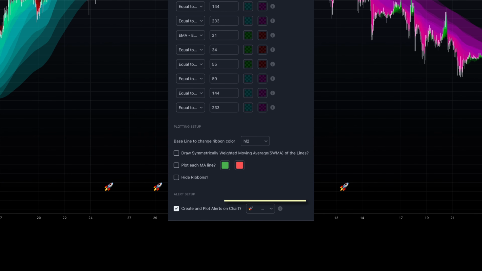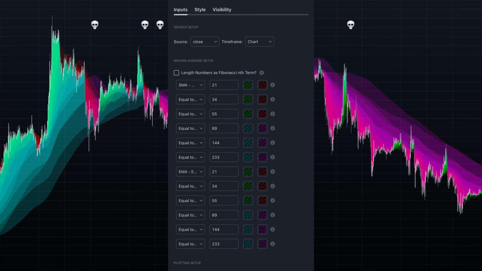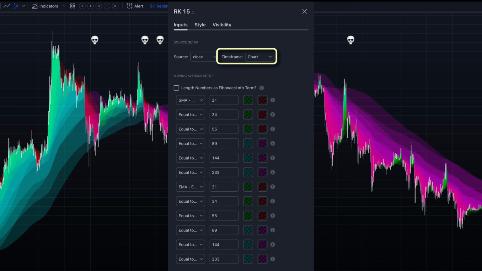Notable features include the use of Fibonacci numbers for moving average lengths, an option for symmetrically weighted moving averages, SWMA, to reduce noise, and alert functionality for price crossing all moving average lines. You can also hide ribbons or individual lines for a cleaner view, and choose your preferred time frame.